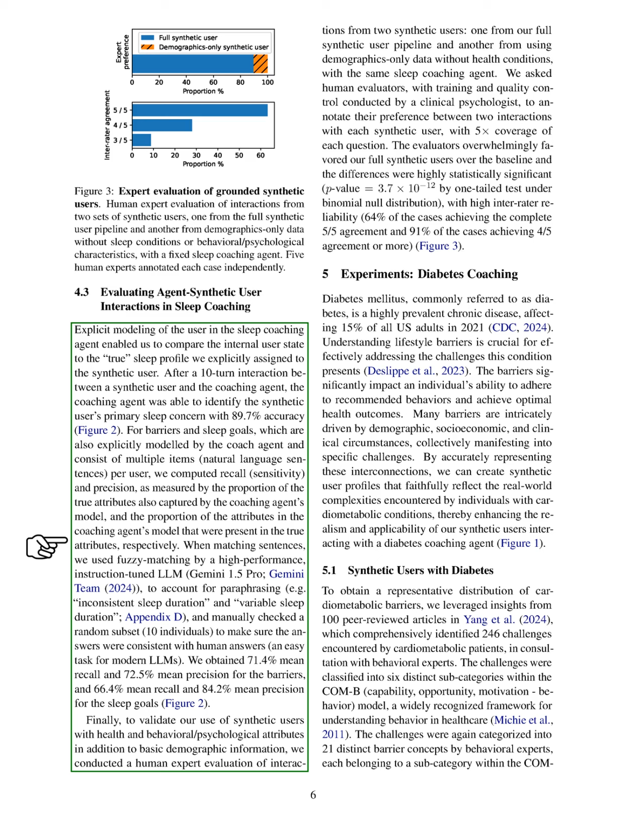Recall measures how many true attributes were captured by the agent, while precision measures how many attributes in the agent's model were actually true. We employed fuzzy matching using the Gemini 1.5 Pro model to account for variations in phrasing and manually verified a random sample of interactions to ensure consistency with human responses. We achieved a mean recall of 71.4% and precision of 72.5% for barriers, and a mean recall of 66.4% and precision of 84.2% for sleep goals.